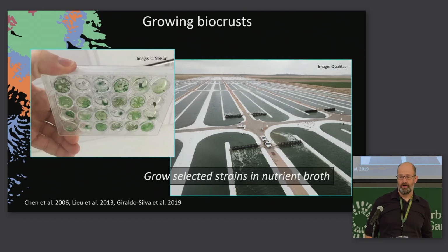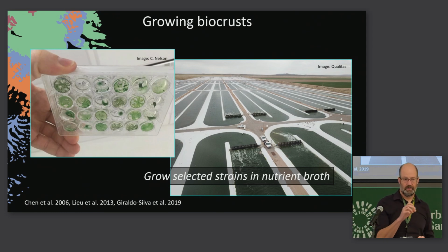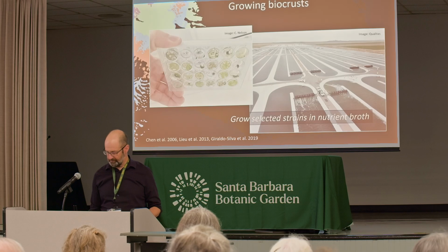So in terms of growing biocrusts, there are definitely ways to do it. One approach is to go into a biocrust and try to isolate a strain of cyanobacteria that can be grown separately from the rest of the community. And if you do this, if you isolate it, you can keep it in culture for a long period of time. And this can be upscaled to bioreactors and even these big ponds like this one. And you can grow large quantities in basically a nutrient broth. So this is a technique that's been employed.